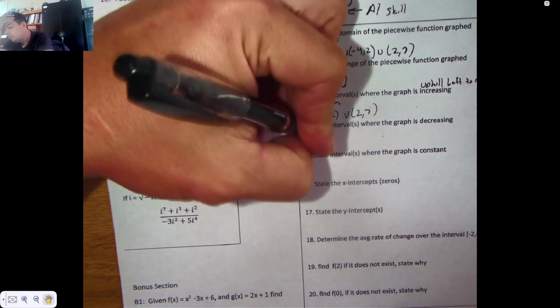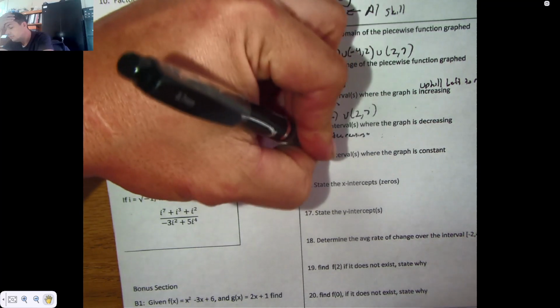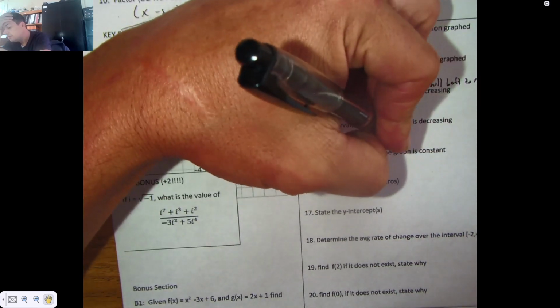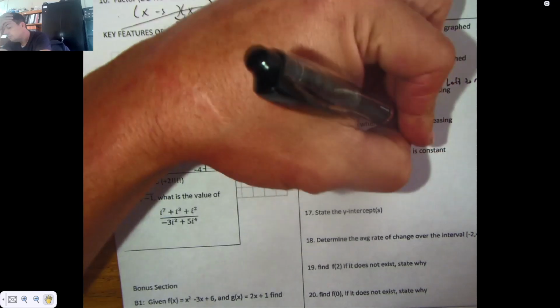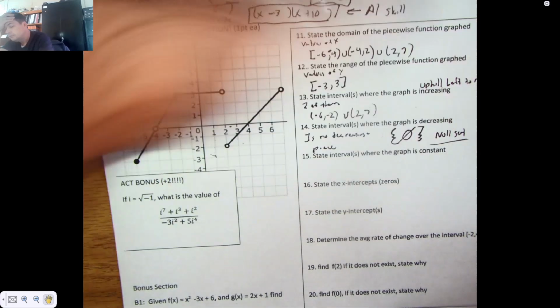Decreasing doesn't exist. There is no decreasing piece. So we're going to answer that with a null set, which is just a 0. We call this the null set, the empty set.